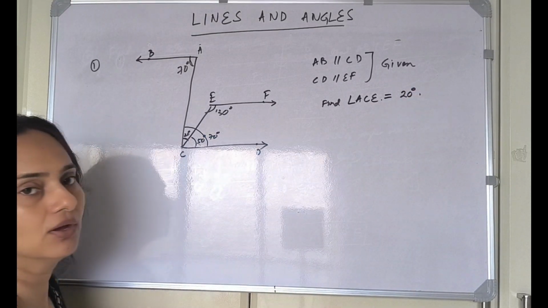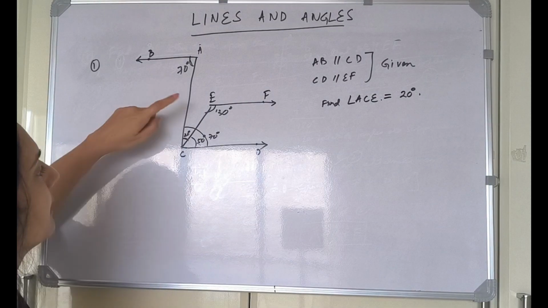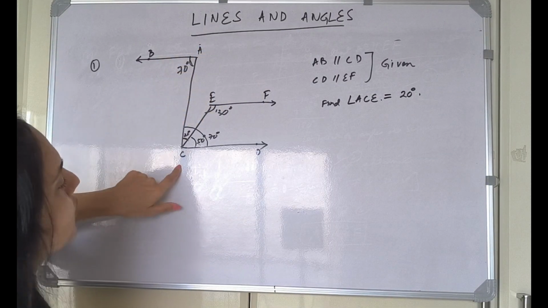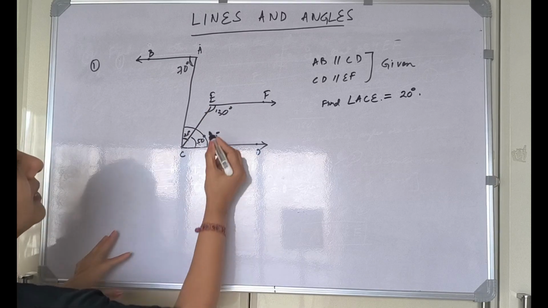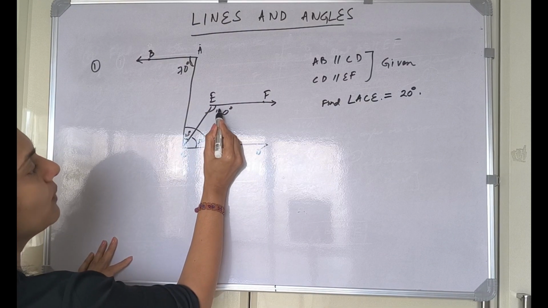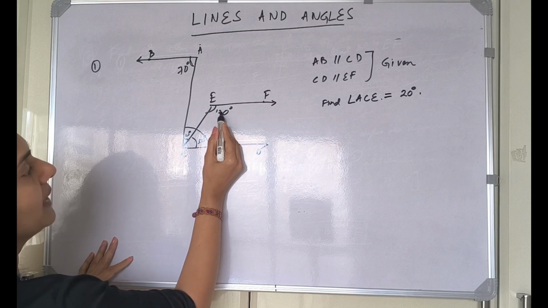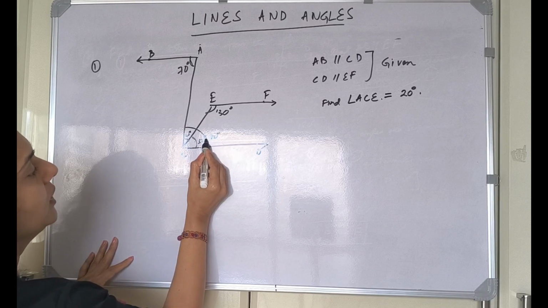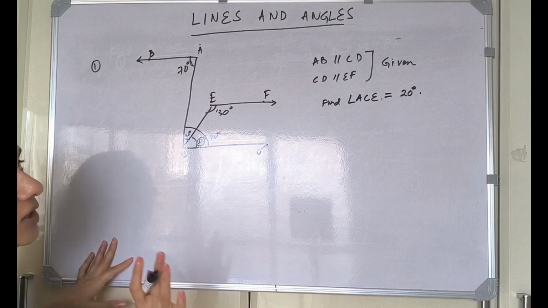Quickly, let's summarize what we have done. They had given EF is parallel to CD. So with EF parallel to CD, the co-interior angles will be supplementary. This was given as 130 degrees, so this has to be 180 minus 130, which is 50 degrees. So we got this angle as 50, right?